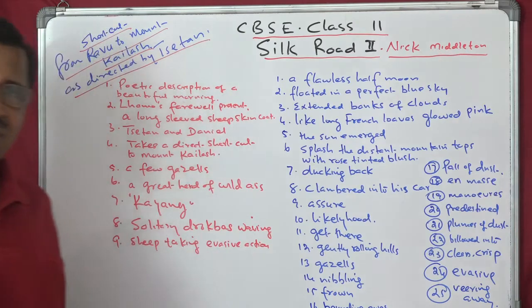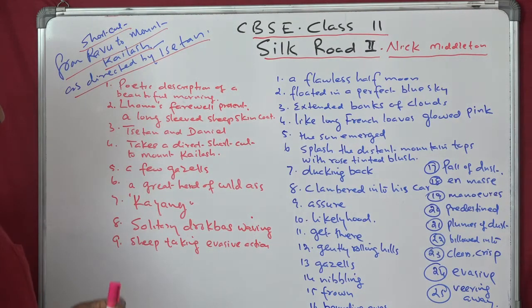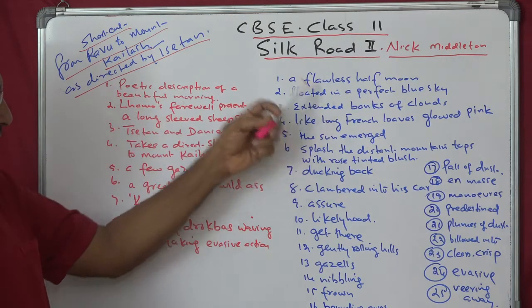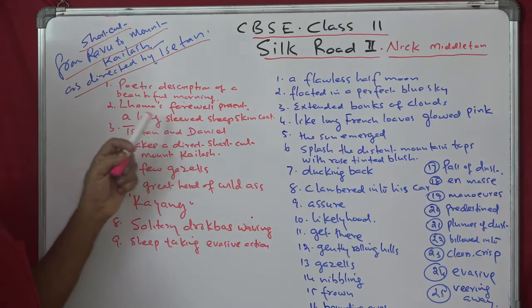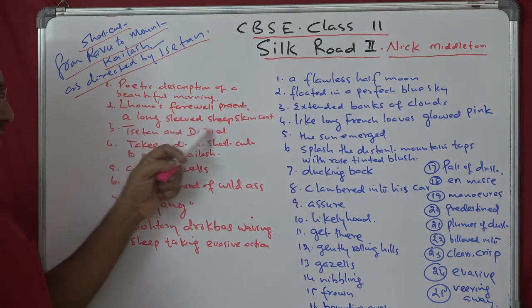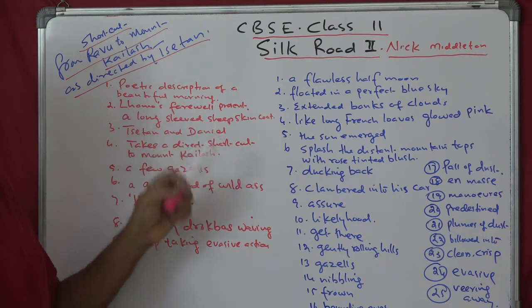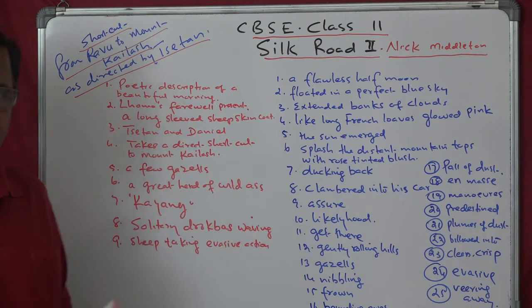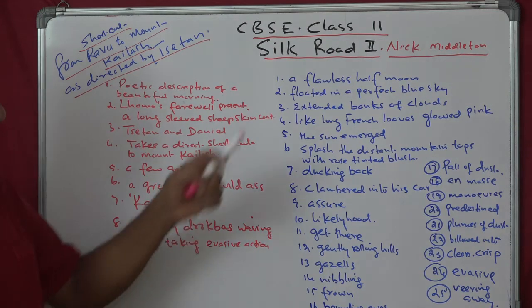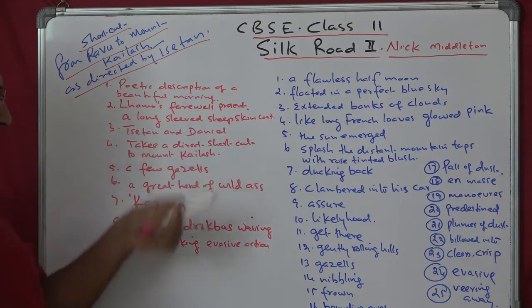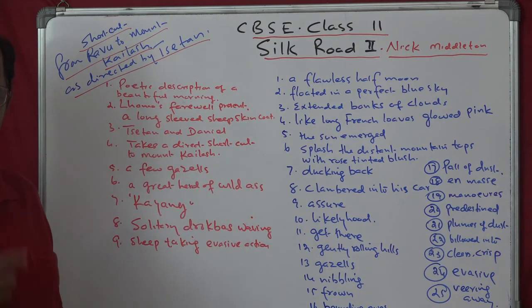So in this passage, what are we going to see? We are going to see the poetic description of a beautiful morning. Lama's farewell present was a long-sleeved sheepskin. Lama, a woman, gave it to the narrator. The narrator is Nick Middleton. We have already seen this. The sheepskin, because they are moving from Rao to Kailash and it is going to be very cold, so she said there should be warm clothing.